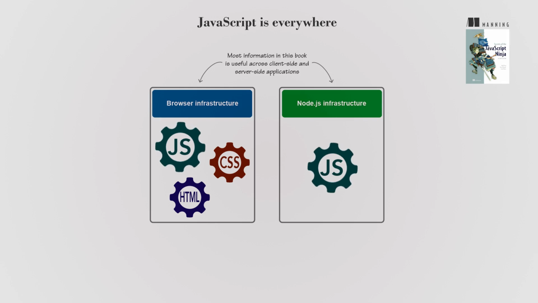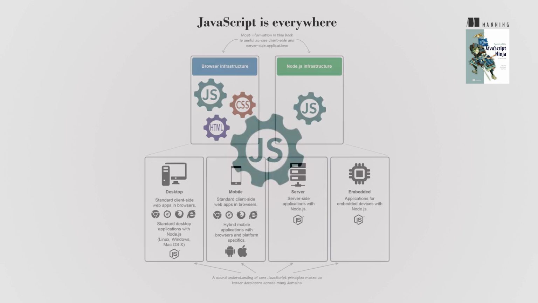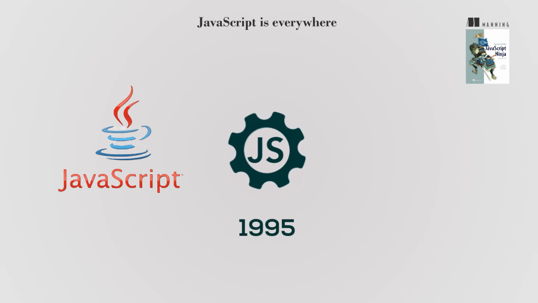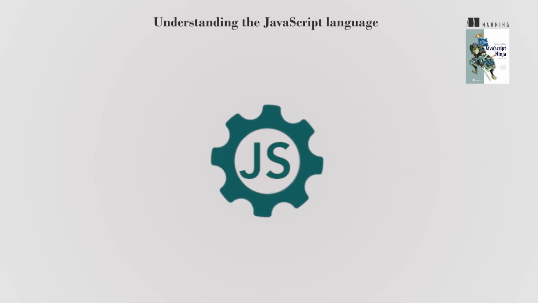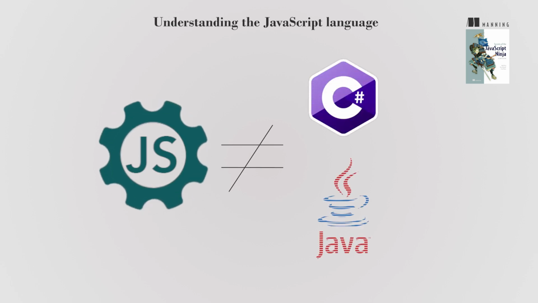JavaScript is a widely used programming language that can be used for web, mobile, and desktop applications. It is rare for a language to be so easily transferable and useful across so many different domains. JavaScript has evolved from a humble 10-day project in 1995 to one of the most widely used programming languages in the world. JavaScript is often misunderstood because it looks similar to other languages like C# and Java.